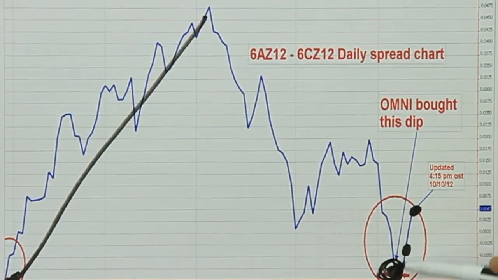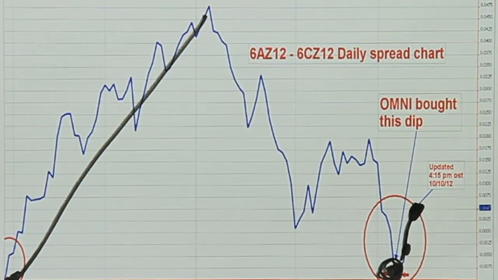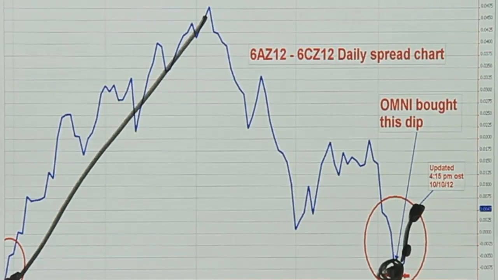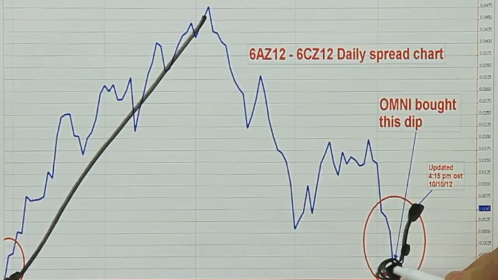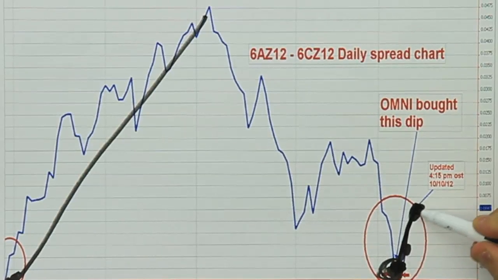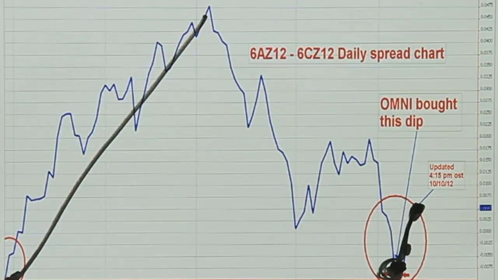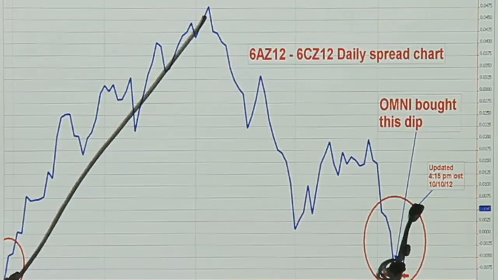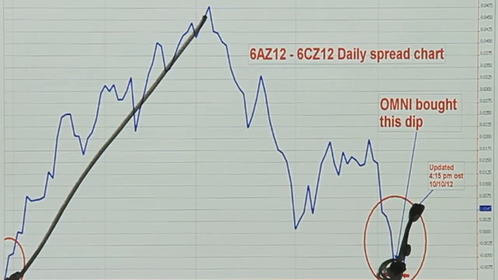Omni bought the low tick and it rallied straight up, or at least Omni recommended that you buy the low tick. What you did with that information is up to you. But Omni recommended you get long here, and it went straight up to here so far. We love the Australian-Canadian spread. It looks fantastic. If you are long that spread, please hold it until I send you another flash update.